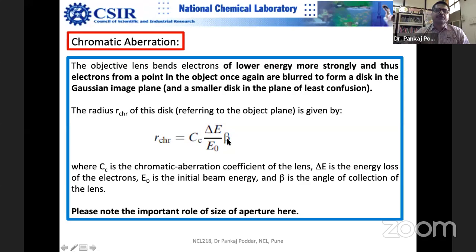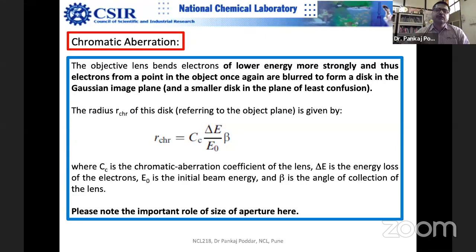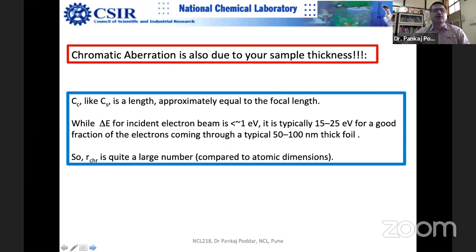And please remember that the next point is beta. The larger the collection angle, the larger the aperture size, again R chromatic will be larger, which is in contradiction with the Rayleigh criterion, where beta comes in the denominator, right? In the Rayleigh criterion, d is inversely proportional to sine beta. So you can see that here the aperture plays a big role. Cs, like Cc, has a unit of length.